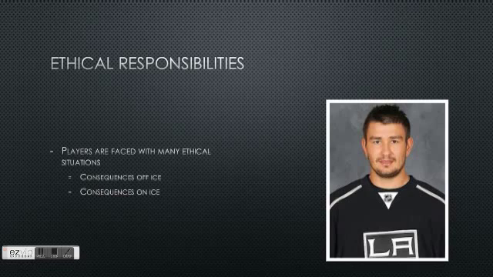Then for ethical responsibilities, the players are faced with many ethical situations, and there are consequences off the ice and consequences on the ice. Now you might be wondering why there's a photo of Slava Voynov here. Slava Voynov was a player for the Los Angeles Kings, and he was actually forced to stop playing in the NHL because of some incidents that happened off the ice. There was some incident with his wife, and he got caught and got sued. He therefore got into justice, and he couldn't play. The Kings decided to let him go, and he was forced to go back to his country, which is Russia.